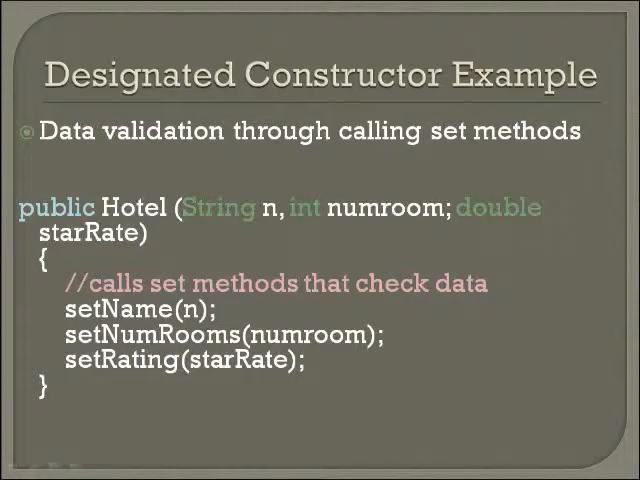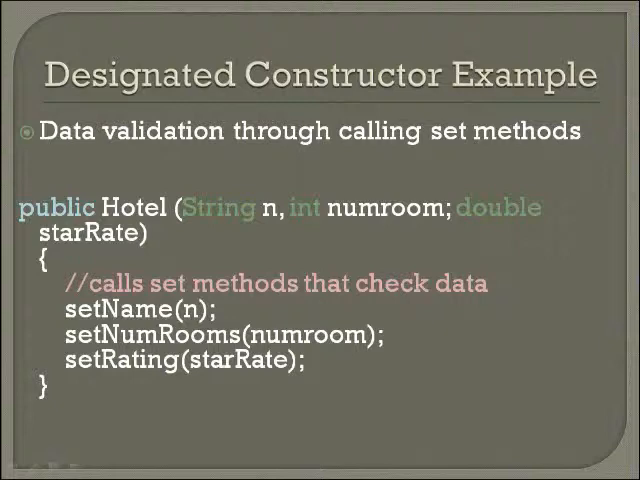This is an example of a designated constructor. This constructor employs data validation through calling set methods. In it, we pass a string n, an int num room, and a double star rate to the constructor Hotel. Within the constructor, we call set methods that track the data.